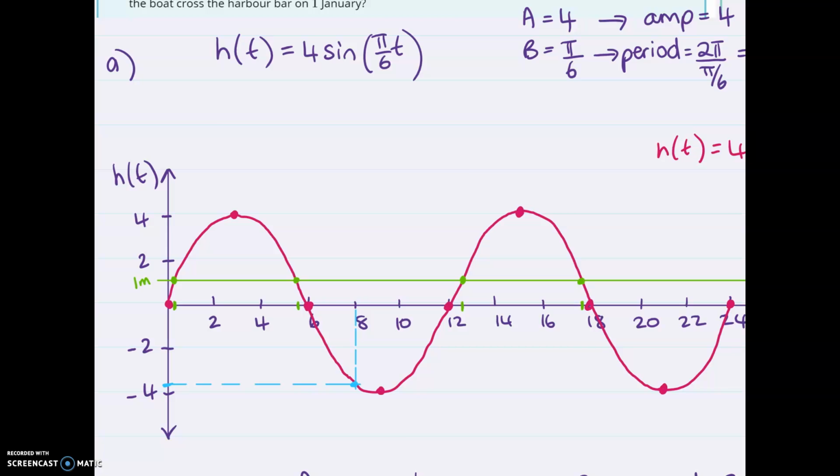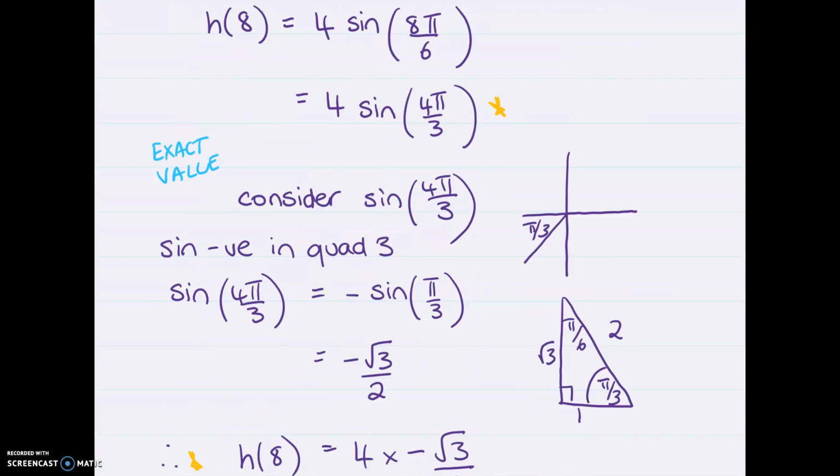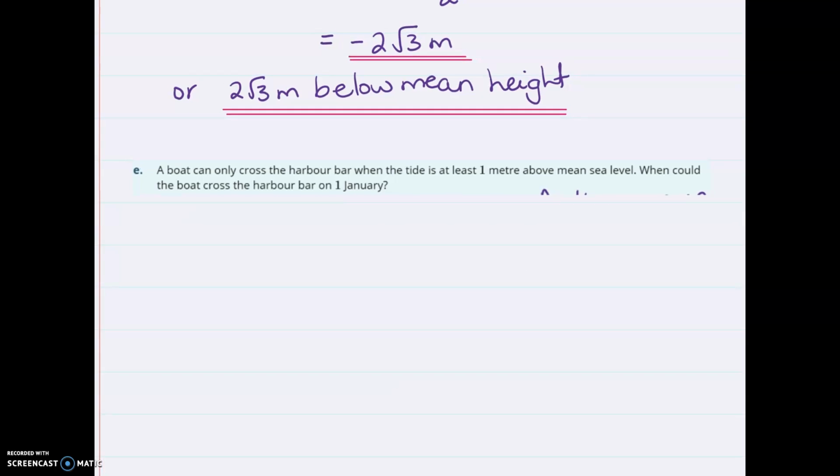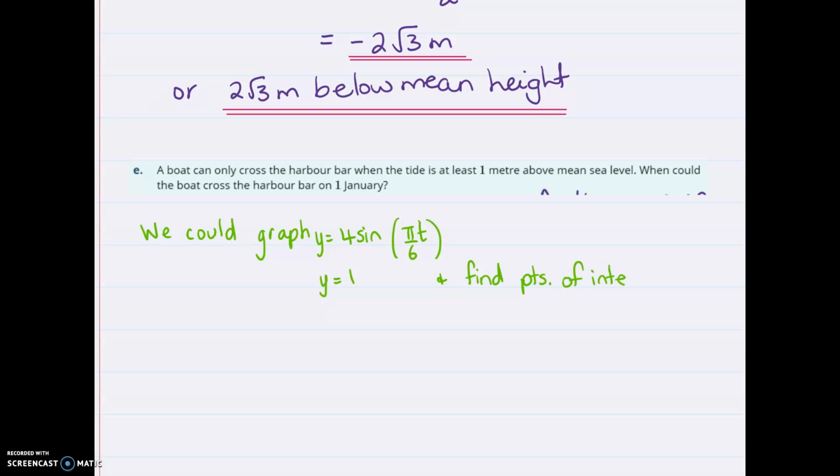So one way is just from the graphics calculator. Further down here, where I put what the question is, we could graph our 2 functions. So we could graph y equals 4 sine pi on 6t, and we could also graph y equals 1 and use the graphics calculator to find the points of intersection. And you just need to state that that's where you found it from.